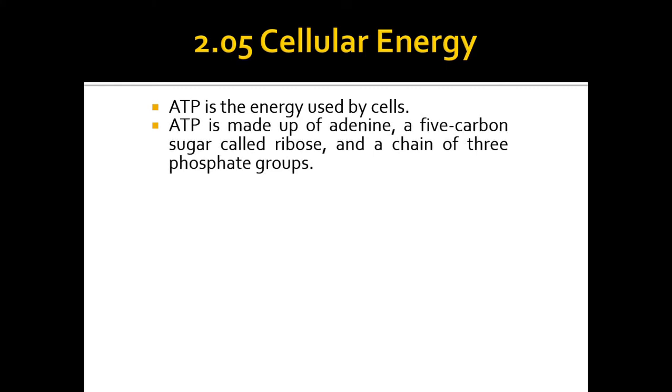Let's start with topic 2.05, cellular respiration. And the first thing we need to take a look at is that ATP is the energy used by cells. And you can remember that last week we learned that ATP is a fully charged particle or a particle with energy. ATP is made of adenine, 5-carbon sugar called ribose, and a chain of 3 phosphate groups.